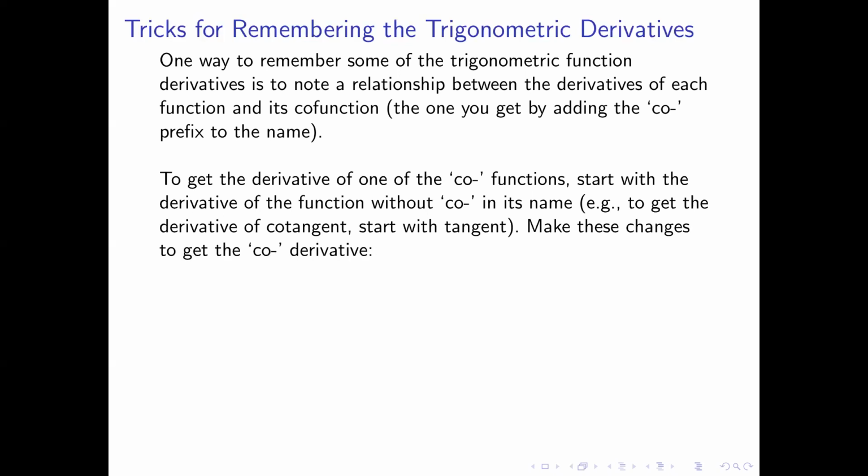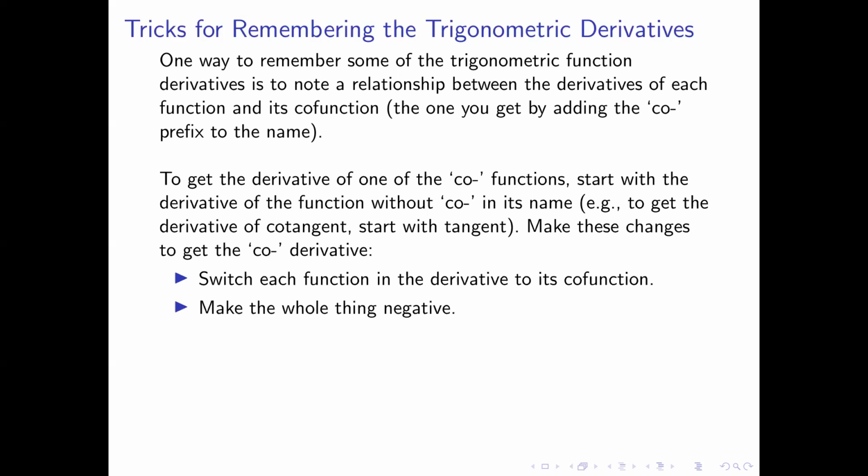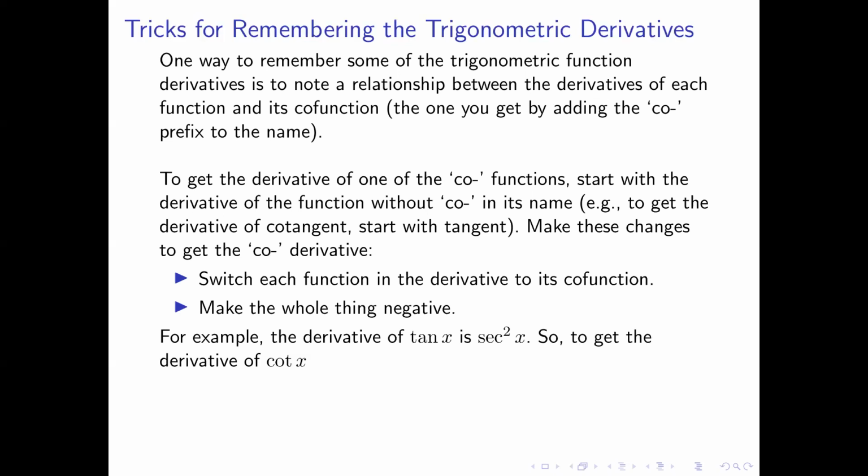And then make these changes in order to get the derivative of the co-function. So for example, the cotangent function. Switch each function in the derivative to its co-function and make the whole thing negative. So for example, the derivative of the tangent of x is the secant squared of x. Let's say we want to get the derivative of the cotangent of x. This is the co-function of the tangent function. So we'll start by taking the secant squared of x and switching secant to cosecant, its co-function. Then we'll put a negative sign in front, and we get negative cosecant squared of x, which is the derivative of the cotangent of x.